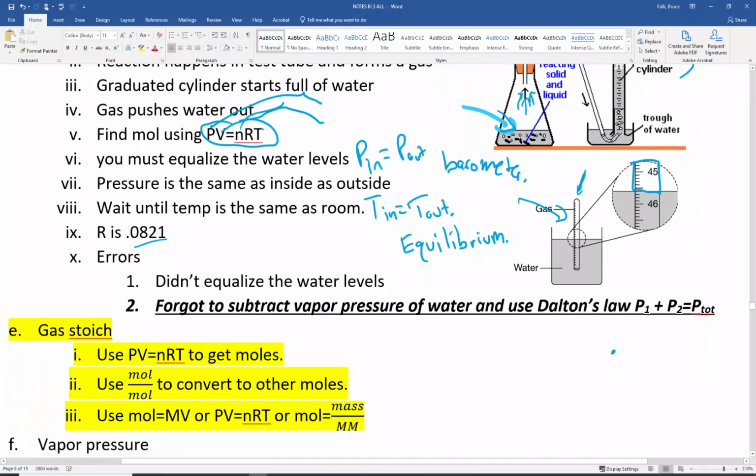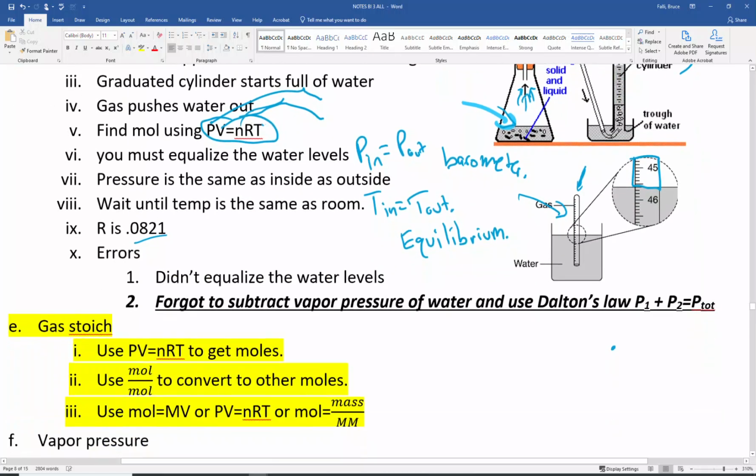Okay. So errors in this lab. If we didn't equalize the water levels, oh no. And what if we forgot to subtract the vapor pressure of water? So this pressure right here, this is a really common mistake. This pressure is pressure of atmosphere, P out, is what we called it, minus the pressure of H2O, because a little bit of water will evaporate all the time.